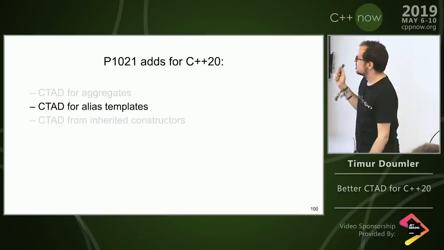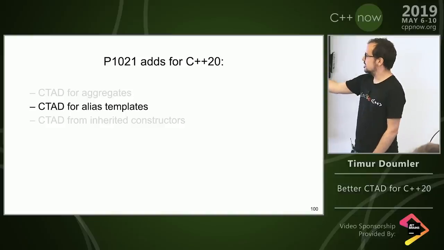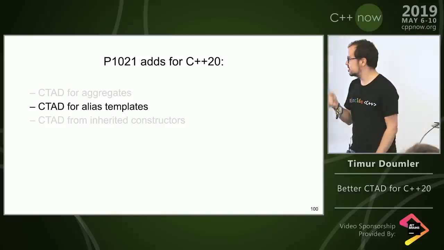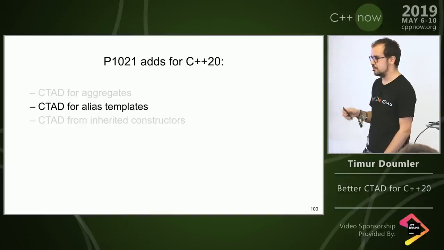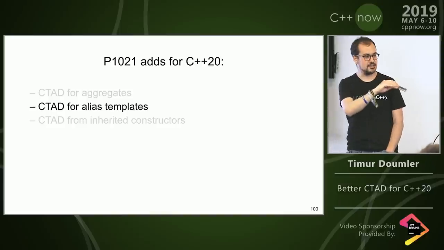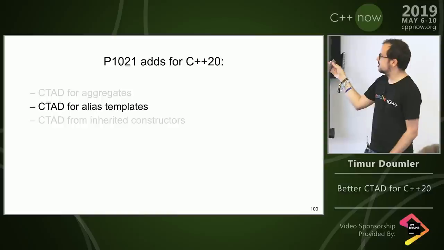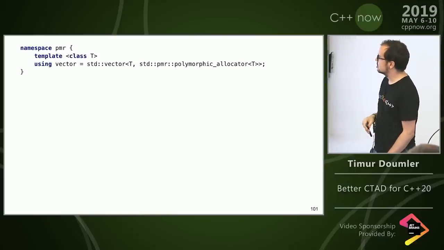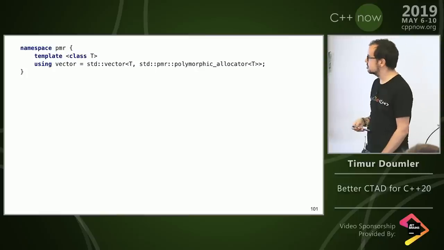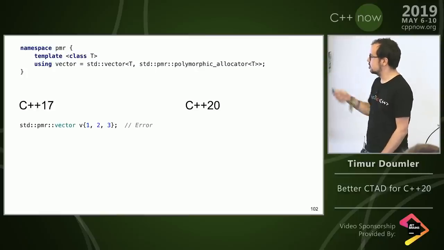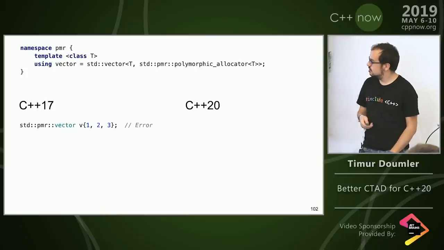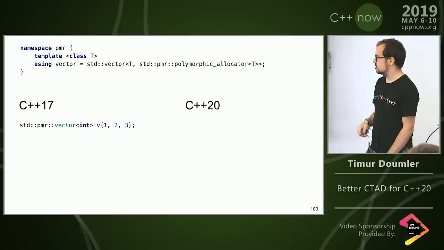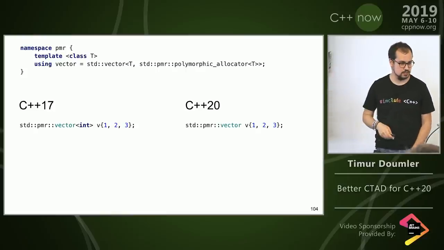Yeah, cool. The second case is CTAD for alias templates. I think this is the one that people really, really want. I heard this from several people, including the talk just before the lunch break. If you have an alias, like the PMR vector, then this doesn't work, and this is very sad. In C++17 you have to actually write the type here, and in C++20, this will work.